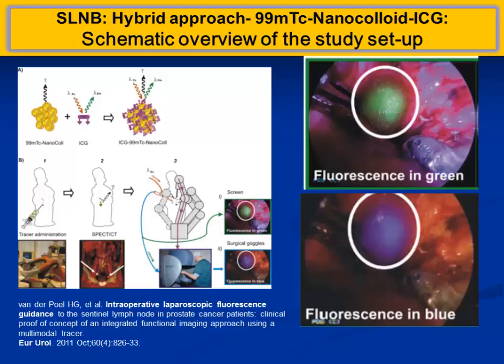And the indications are you can use it for gynecological malignancies, you can use it for prostate cancer, bladder cancer, all types of cancers. You can use ICG with NanoColloid. ICG is also licensed because they use fluorescent imaging in cardiology, and therefore it is not a problem to get authorization from the health department.